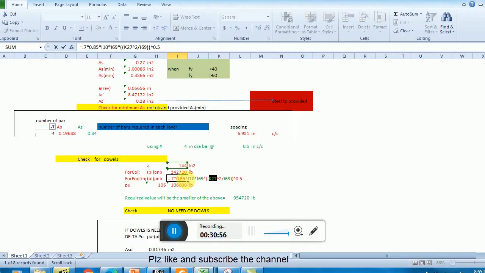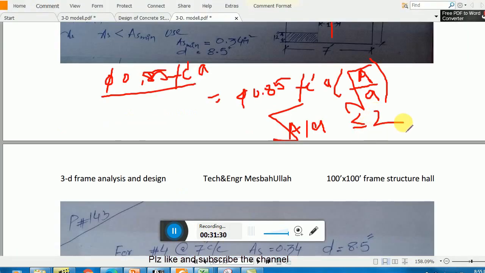So here you have to insert this formula in that cell, and this 0.85 fc prime into A divided by smaller a is the bearing pressure coming from the column, and the next one is the bearing pressure of the footing. So here I have to insert that formula, and K27 is basically nothing, it is just the side of the column, and I take the square and it gives me the footing area. And next, 0.7 is changed.